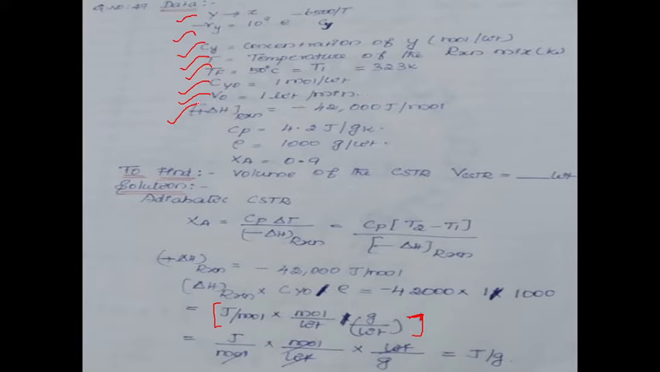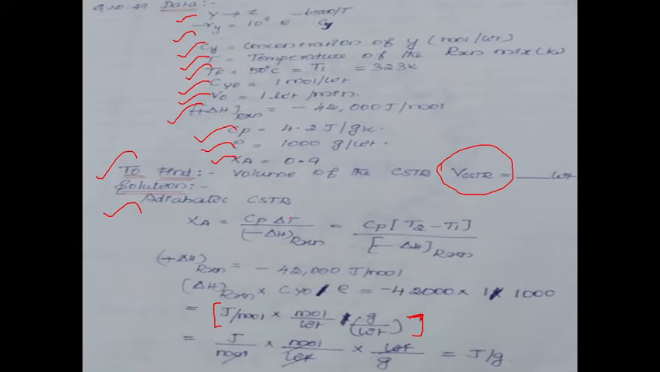Standard heat of reaction minus delta H reaction is equal to 42,000 joule per mole, or delta H reaction is equal to minus 42,000 joule per mole. Cp is equal to 4.2 joule per gram Kelvin. Density is equal to 1000 gram per liter. XA is equal to 0.9. Objective of this problem is to determine the volume of the CSTR, that is VCSTR in liter. Solution part, this is adiabatic CSTR.